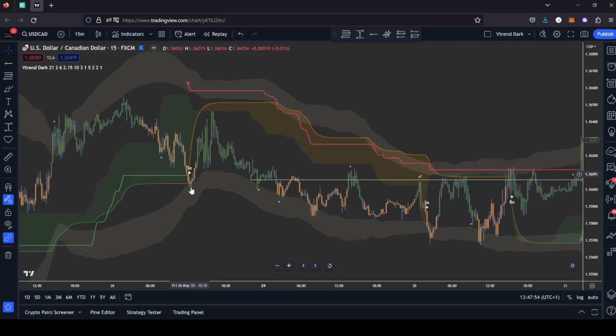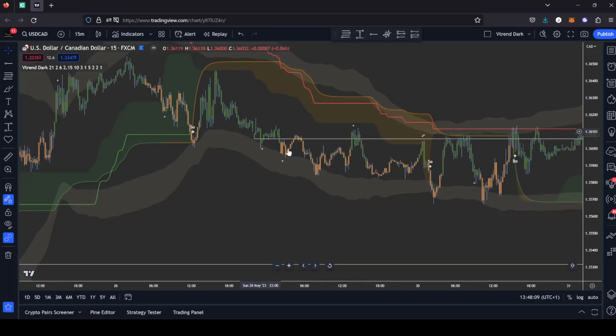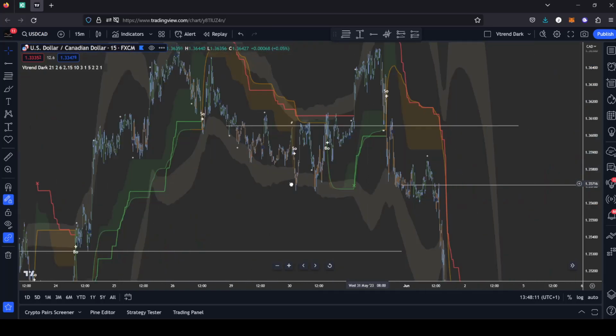So again, here, I wouldn't have taken that trade purely because of the band levels. I would have waited another couple of candles to see. It's gone up for more liquidity. Coming back down, so here's where I would have taken a trade.